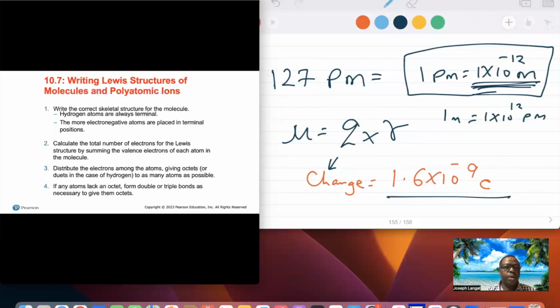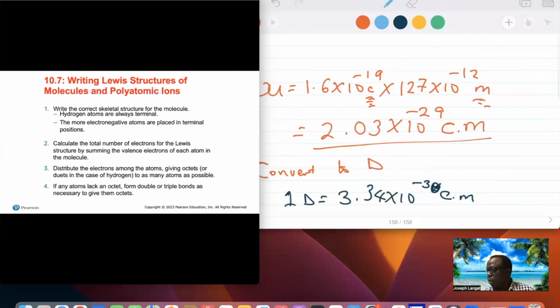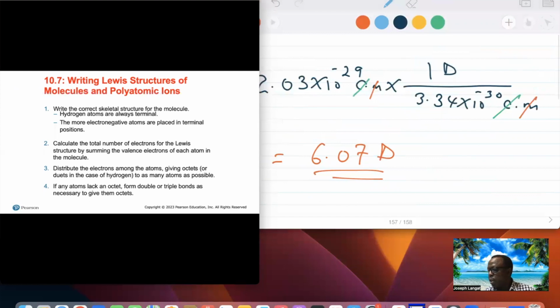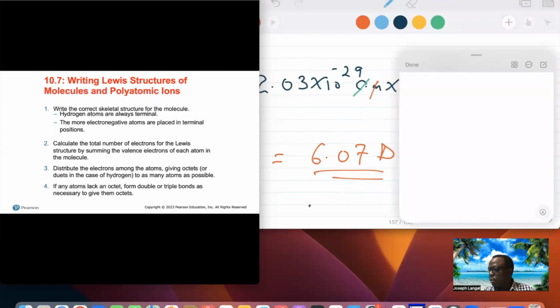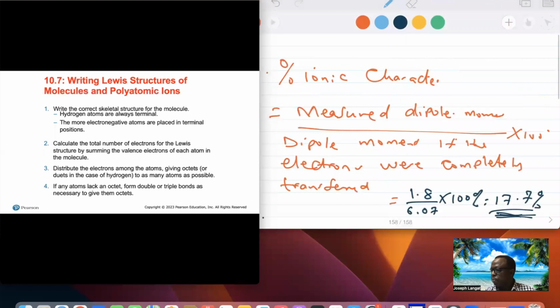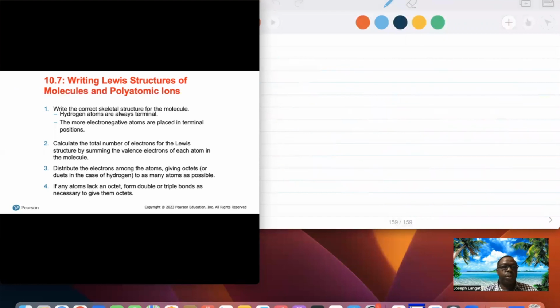So moving forward, last in part P, let's look at section 10.7, how to draw the Lewis structure for molecules or polyatomic ions. These are the rules you need to remember. Write the skeleton, all right? But I'll start with rule number 2. Calculate the total number of valence electrons. When you say total number of valence electrons, you have to count.